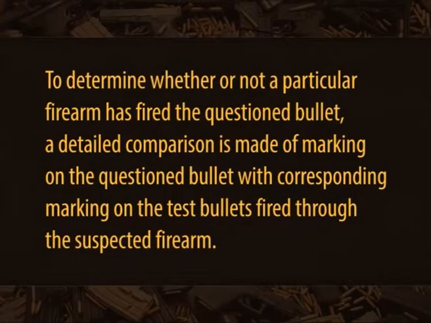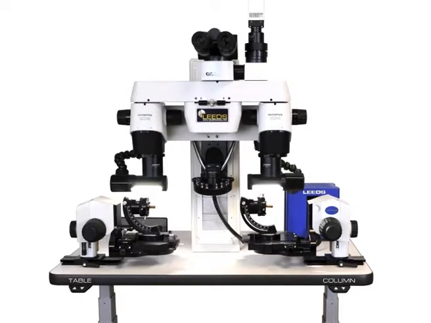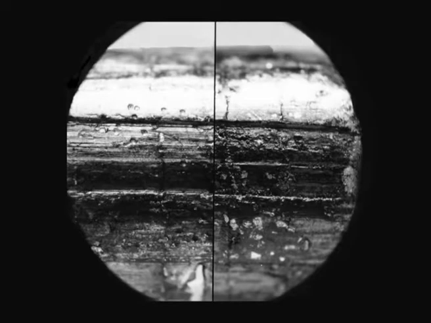To determine whether or not a particular firearm has fired the question bullet, a detailed comparison is then made of markings on the question bullet with the corresponding markings on the test bullets fired through the suspected firearm. A bullet comparison microscope is used for this determination. Now, the suspected bullet and the test fired bullet are illuminated obliquely in order to create shadows that reveal the ridges and furrows engraved by the firearm.